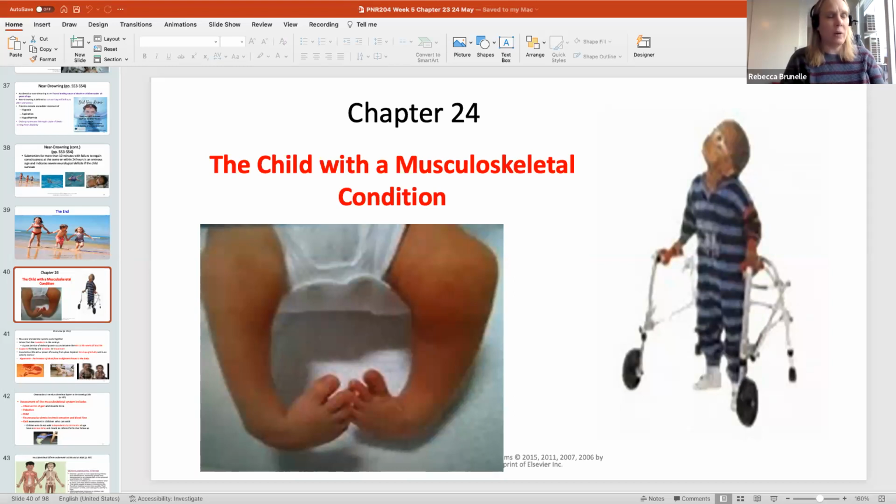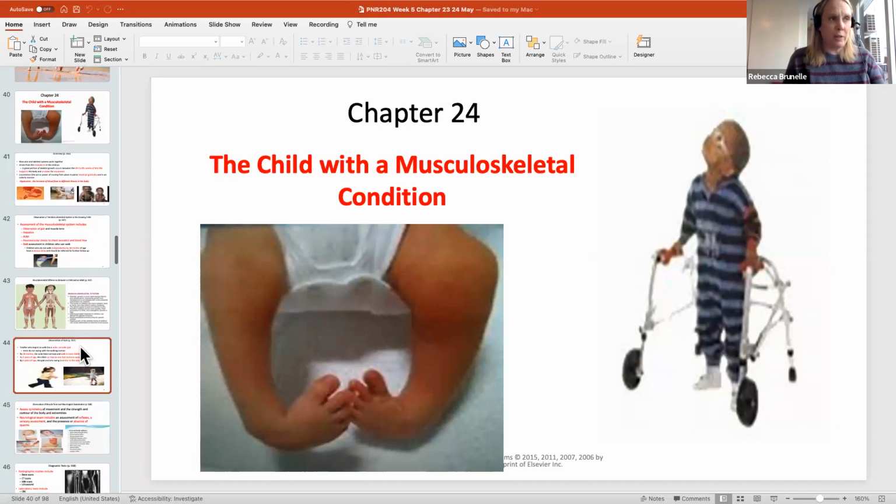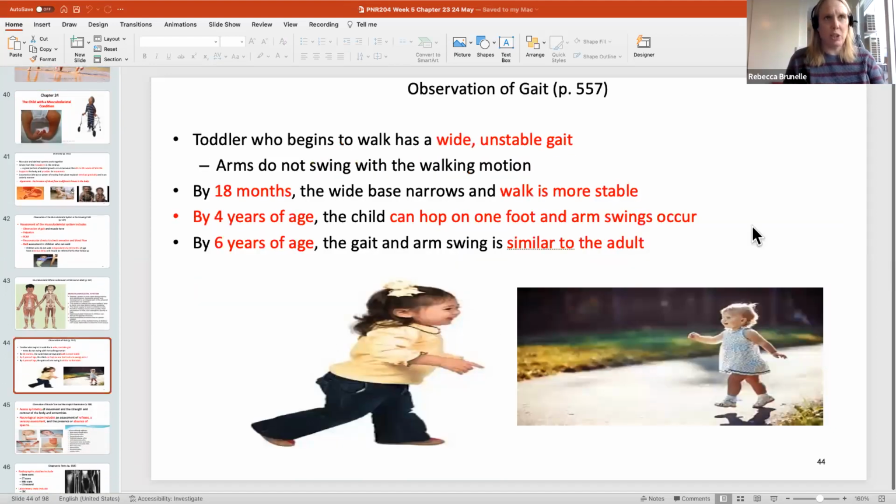Okay, we're going to go ahead and get started with chapter 24, which is the musculoskeletal chapter. This is a very long PowerPoint, so we're not going to do all the slides, but I'm going to go through and point out the ones that are the most important to you. So we're going to start out here on the fourth slide of the presentation, talking about when you're observing a child. There's a lot of information you can get just by observation before you lay hands on the kid.